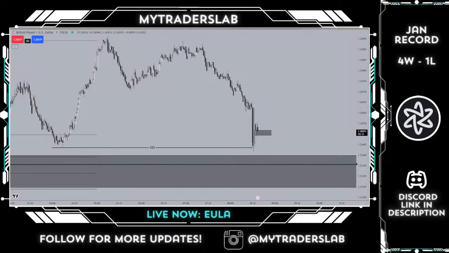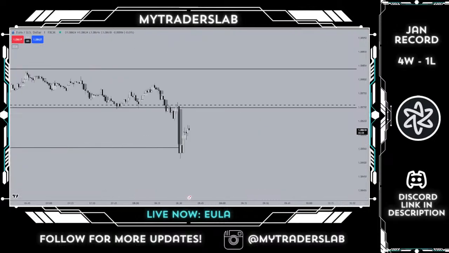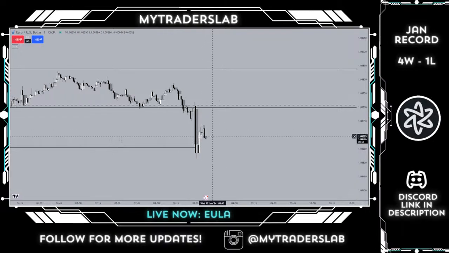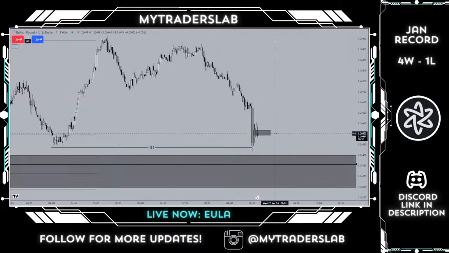It's not doing much. Basically what I'm looking for is some form of an invalidation of a fair value gap or so. Right now it's not doing much, so no trades yet. Again, none of this is financial advice, this is all for our education. I'm not a financial advisor.